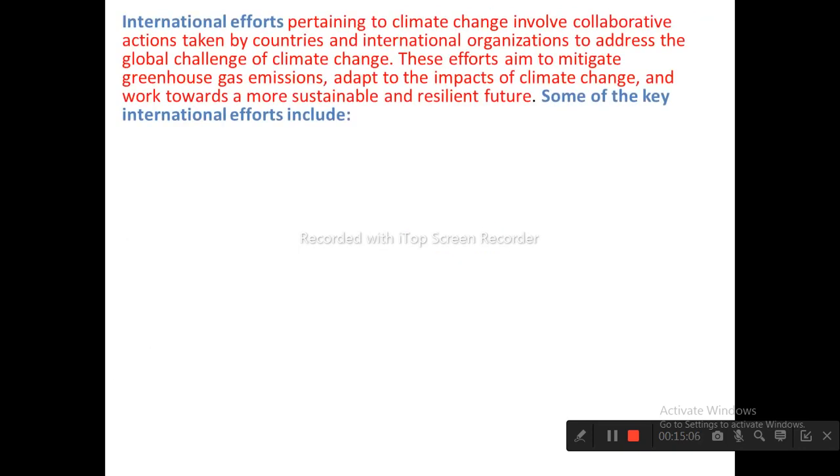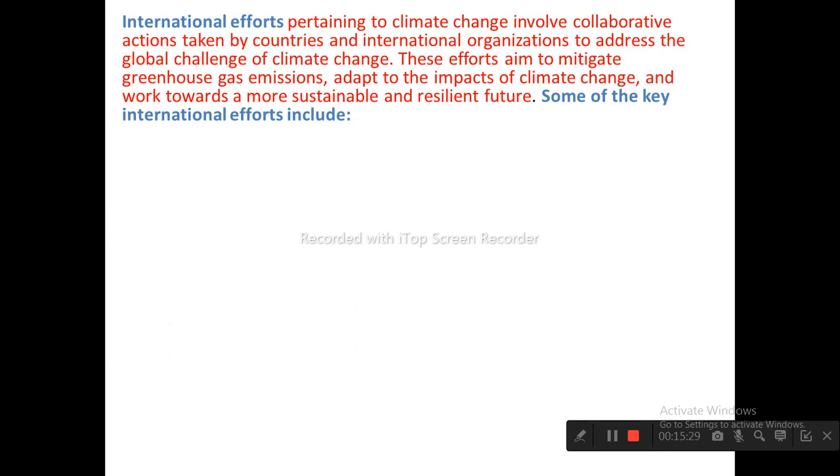Next one is international effort. International efforts pertaining to climate change involve collaboration and action taken by countries and international organizations to address the global challenge of climate change. These efforts aim to mitigate greenhouse gas emissions, adapt to the impact of climate change, and work towards a more sustainable and resilient future.